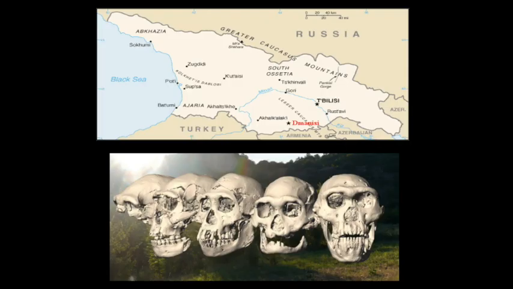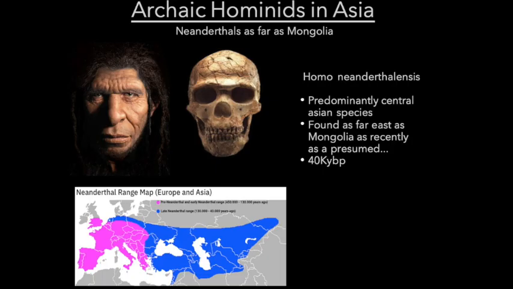There are Homo erectus fossils from Dmanisi in Georgia, in the Caucasus region, that are 1.5 million years old, but there are 5 different skulls, and they're all very, very different. This guy got around, he went all over the place. Very, very successful. Archaic hominids in Asia, Neanderthals in Mongolia.